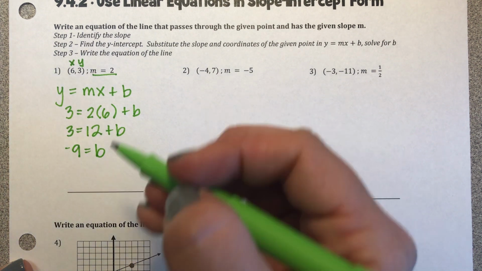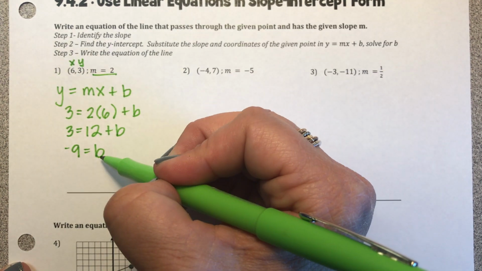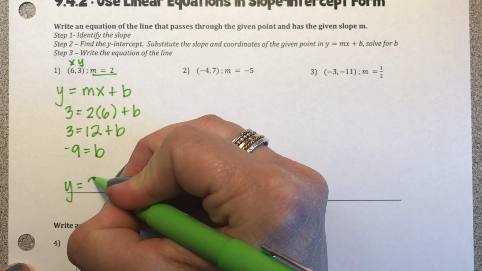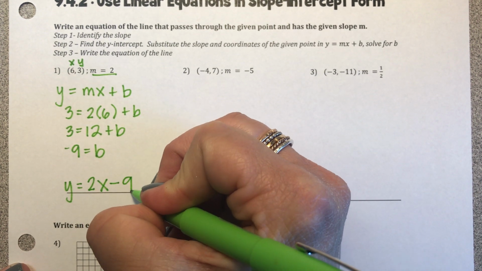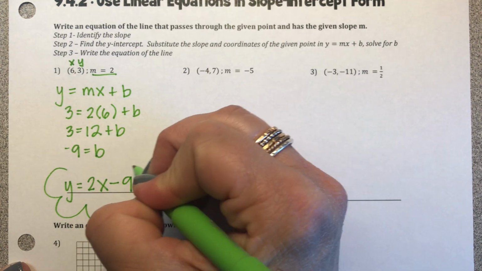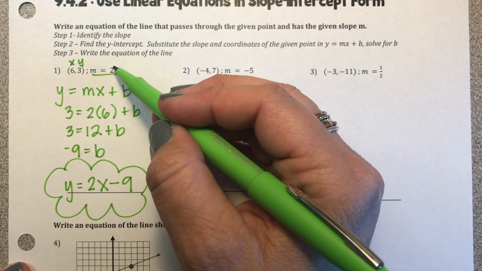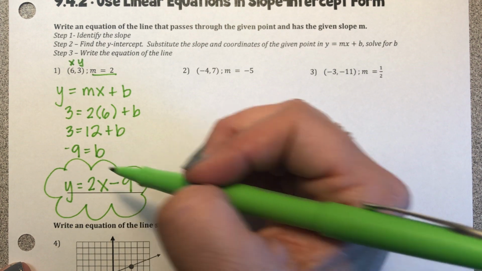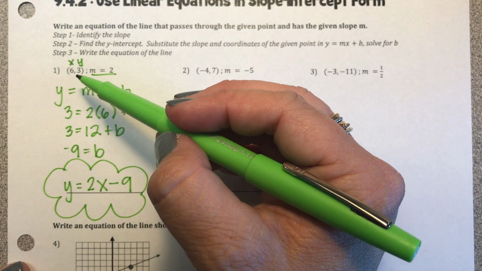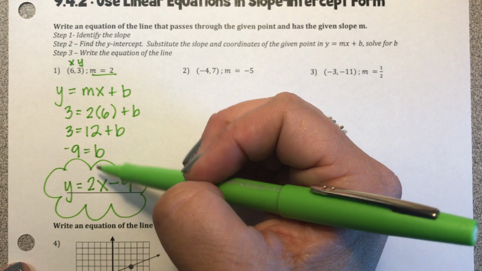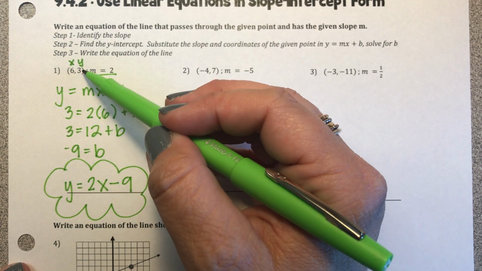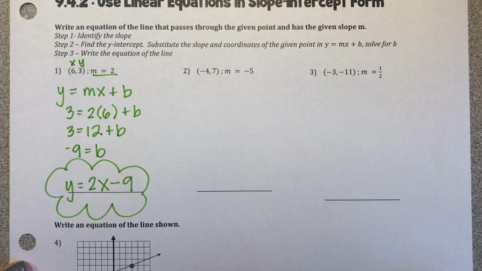So now I have the slope I was given and the y-intercept, and I can write y equals mx plus b. Okay, m is 2 because that's what I was given, and then I found that b has to be -9. Okay, you can even check it. Remember, we can plug in: 2 times 6 is 12, minus 9 is 3, and that's what the value of y is, so I know I got it right.